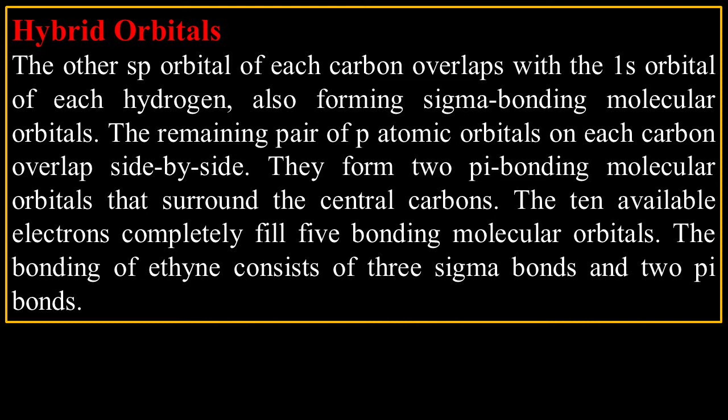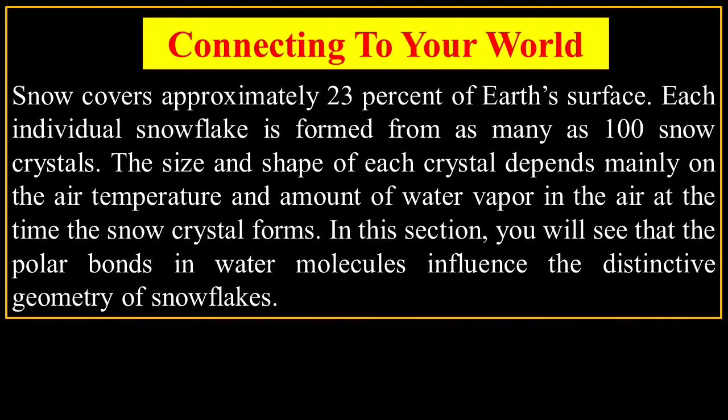The bonding of ethyne consists of 3 sigma bonds and 2 pi bonds. That's a sigma bond, carbon to carbon, and 2 carbon to hydrogen bonds, those are sigma bonds. Then you have 1 sigma bond for the carbon to carbon, and then the 2 pi bonds to complete the triple bond between the 2 carbons.